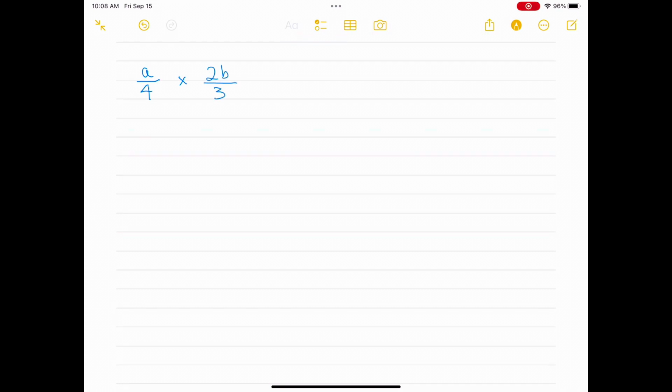I rewrite that with parentheses to indicate the multiplication because I don't want the variable x to be confused with the times symbol x. 4 divided by 2 equals 2, so I cancel 2 in the numerator. That leaves us ab in the numerator and 2 times 3, or 6, in the denominator, and I box my answer.